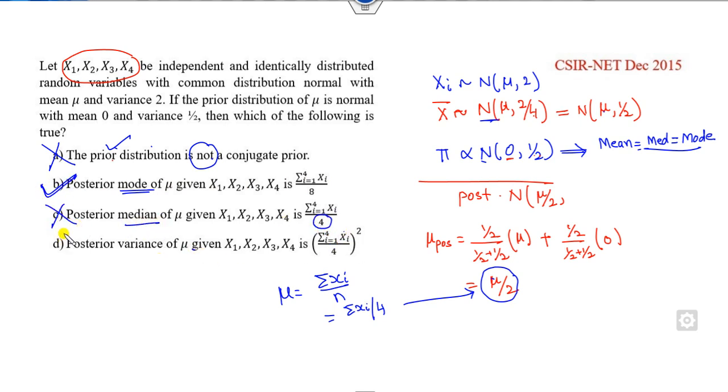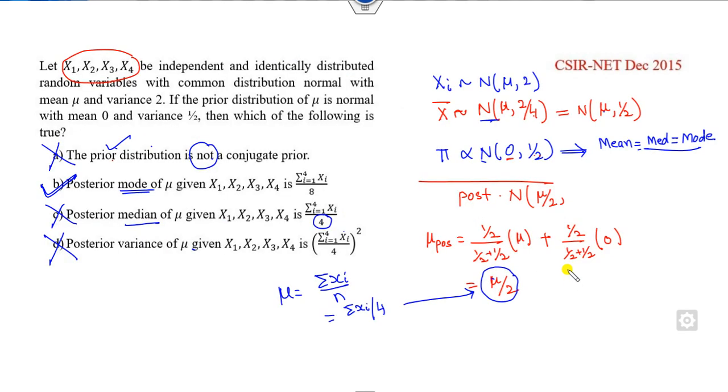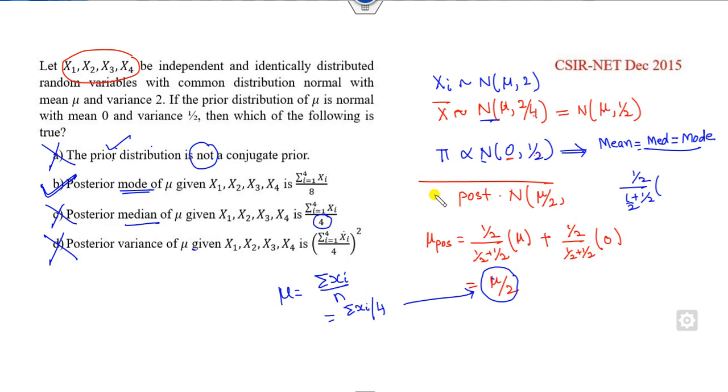For the variance, there is no relation between them. You can see what the variance is by again applying this: it is tau square times the weighted average, which is again 1 plus this. What is tau? The posterior variance is half, so it will be 1 over 4. But the option says summation xi, so this is not the correct answer. The right answer is only B.